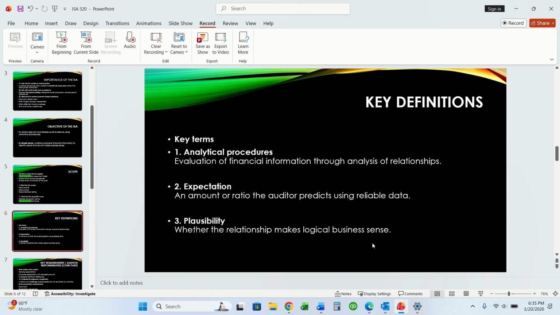Key definitions, key terms. The first one is analytical procedures: evaluation of financial information through analysis of relationships, and expectation is the amount or ratio the auditor predicts using reliable data. Plausibility: whether the relationship makes logical business sense or not.